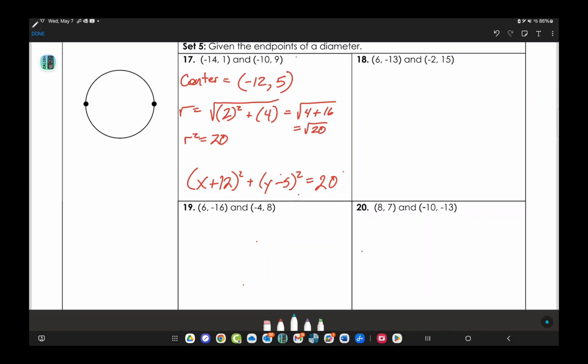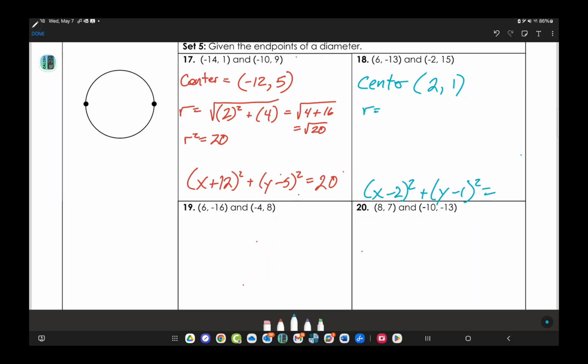All right. So, center for 18. If you add 6 and -2 together, you get 4. Half of 4 is 2. And if you add -13 and 15 together, you get 2. Half of that is 1. So now I know my equation is (x - 2) squared plus (y - 1) squared. I just don't know the radius yet.